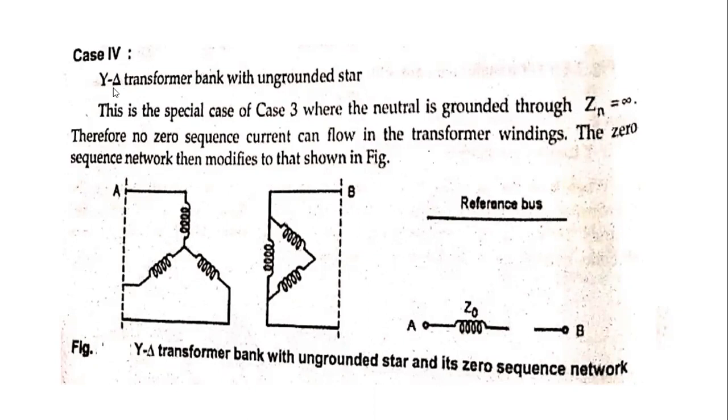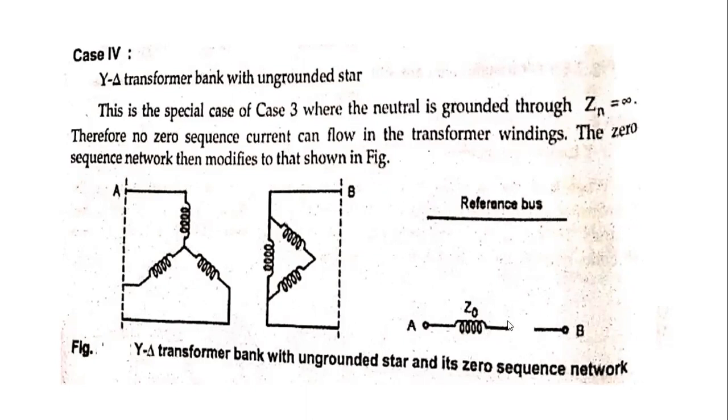Next, coming to the fourth case, that is a star-delta transformer bank with ungrounded star. This is the star and this is the delta with an ungrounded system. This is a special case of case 3, where the neutral grounding impedance Zn is infinity. Therefore no zero sequence currents can flow through the transformer.